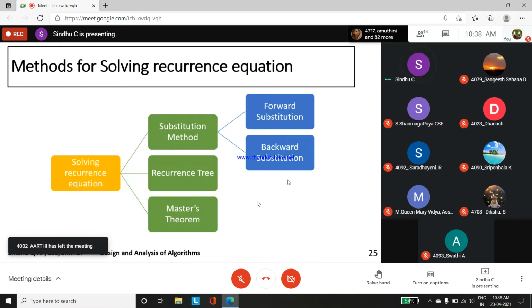Recurrence is required when an algorithm contains a recursive call to itself. There are several ways of solving recurrence equations. You can have the substitution method, recurrence tree, Master's theorem, difference method, polynomial reduction, and generating function. There are several such methods, and these three are more popular.